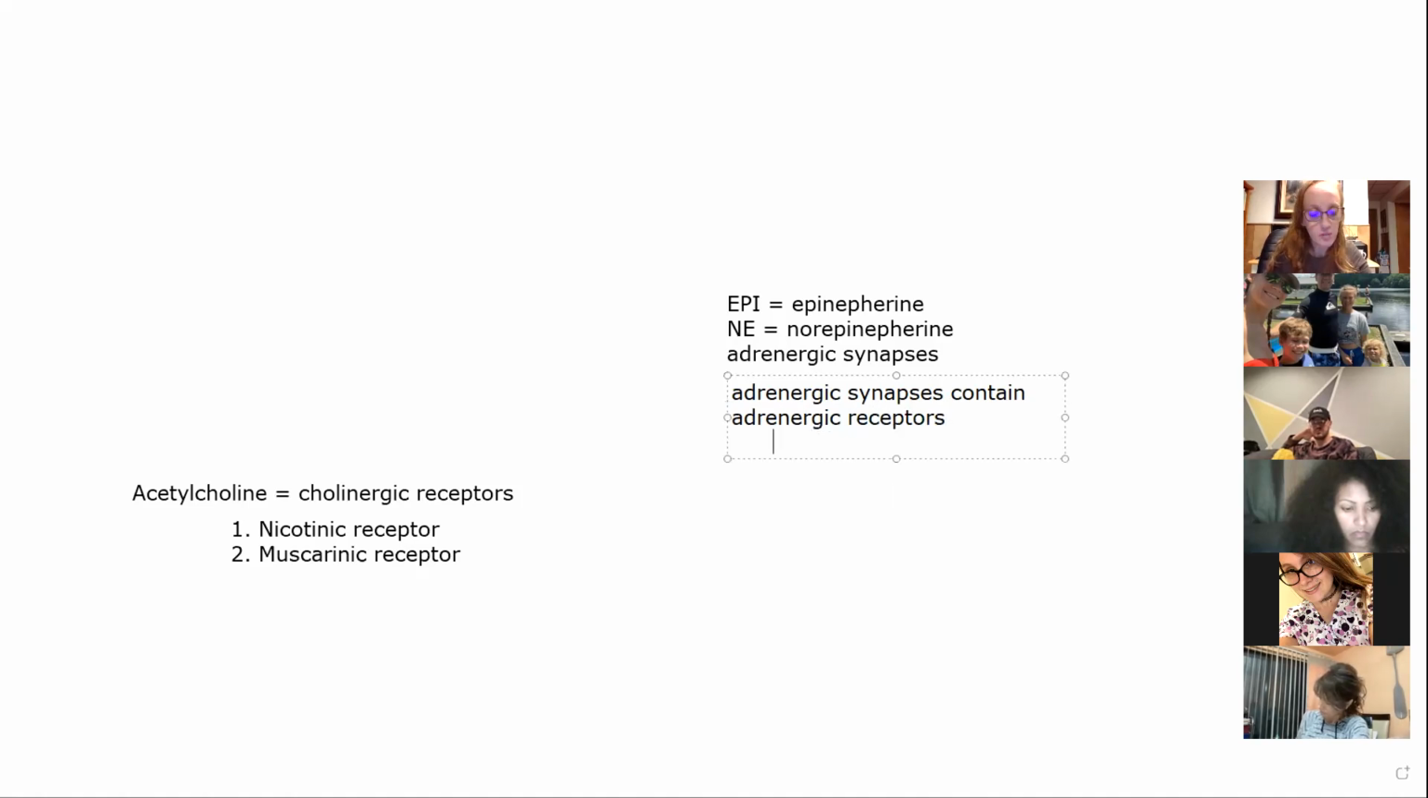We have two types, with two that have subclasses within each one: alpha 1 and alpha 2, and beta 1 and beta 2.